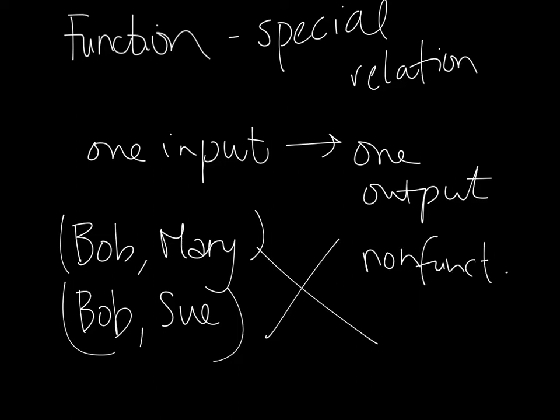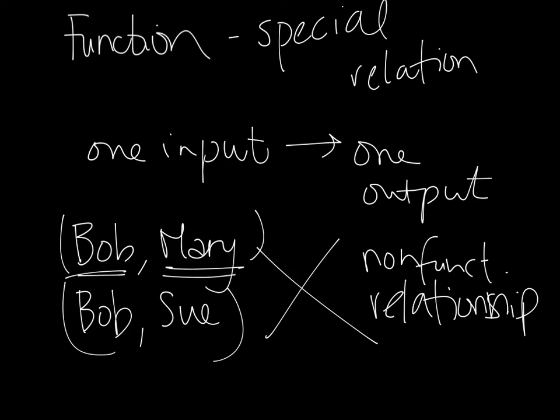Don't be dating Bob. Sorry if there's a Bob out there. It's a non-functional relationship. So you can think of it that way. Bob can only be dating Mary. That's it. One input to one output. You can't have one input that goes to two outputs. It's a two-timer. Okay? So this is also not a function. Not a function.